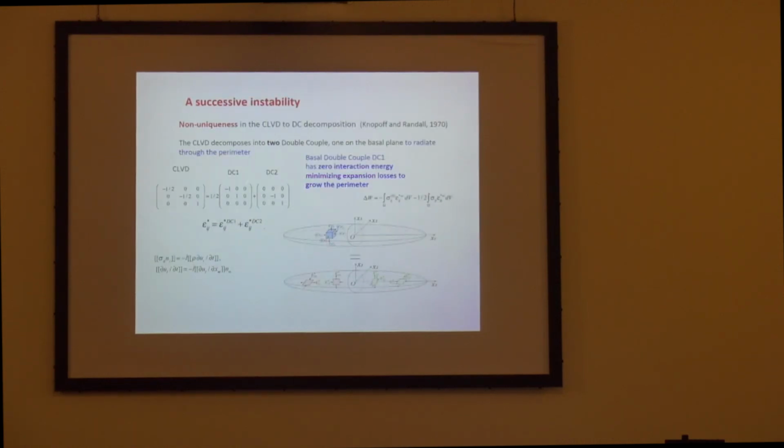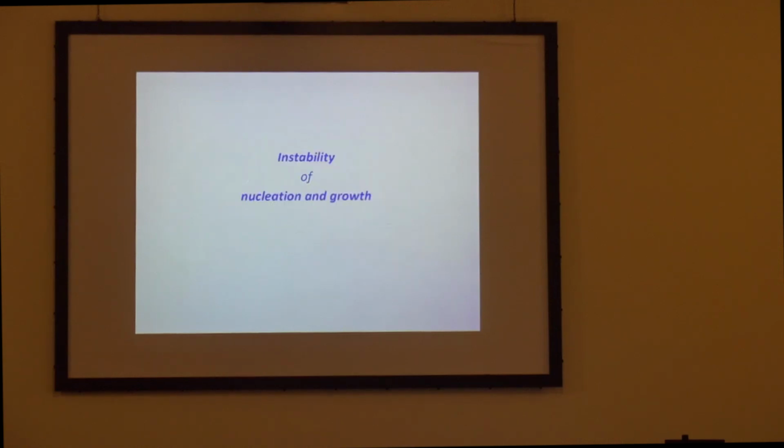So now successive instability will decompose the symmetric center of shear. You also need to minimize the energy to expand the perimeter. We minimize the energy for the faces of the perimeter. So to minimize the interaction energy, it can decompose into two, what they call a double couple. I will not say more about this. So let's go to the more important part of the phenomenon. What is the instability of nucleation and growth?